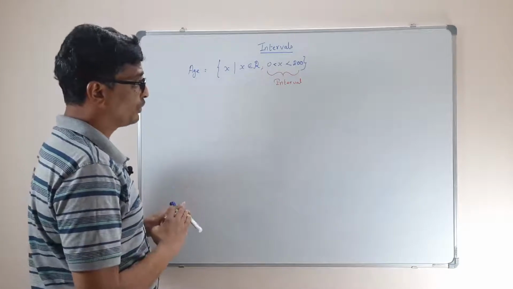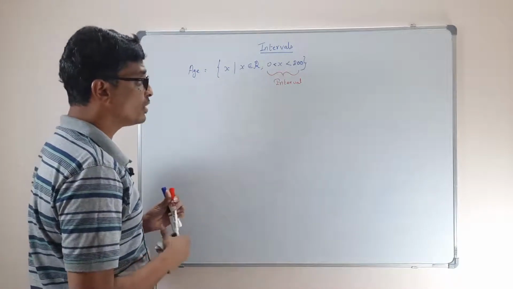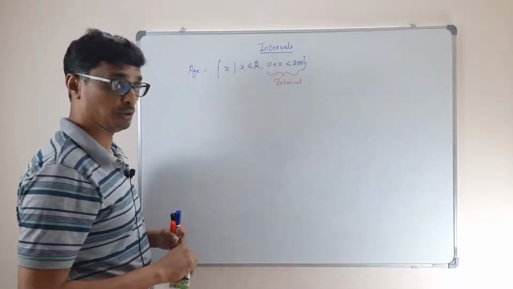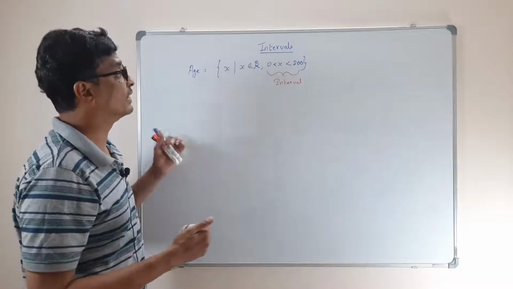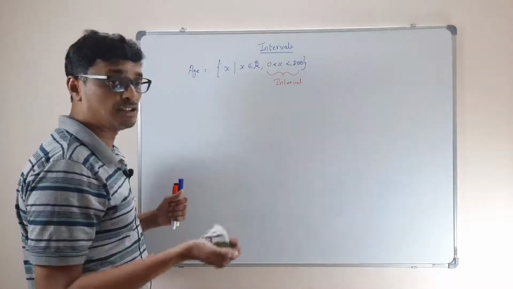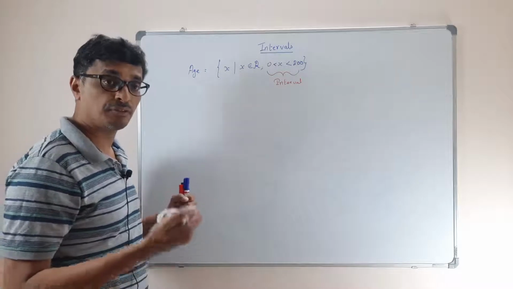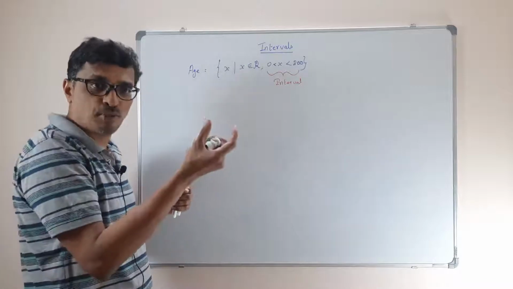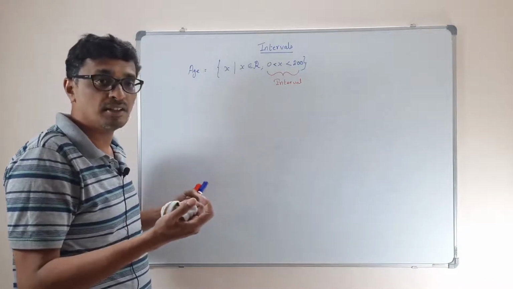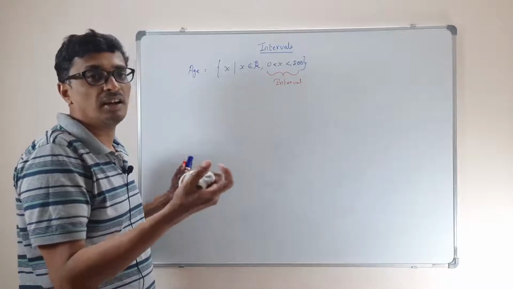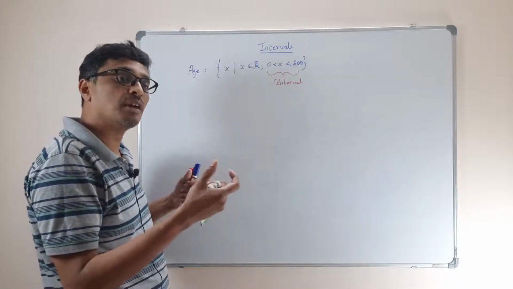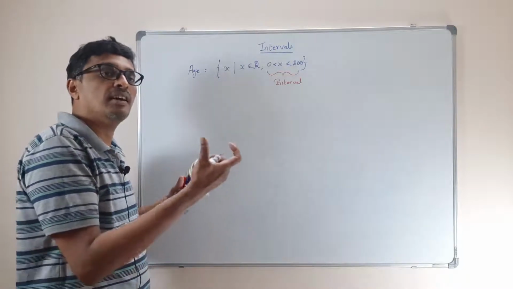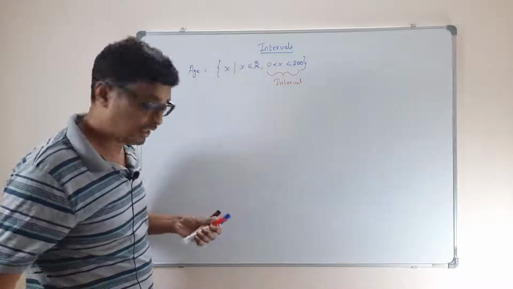And many times, an interval is not always starting from 0. For example, suppose the age of the children who are studying in 11th standard. It may be a very small range. It may go from 15 to 17. Or the age of students who are studying higher secondary, 11th and 12th, then it will be 15 to 18.